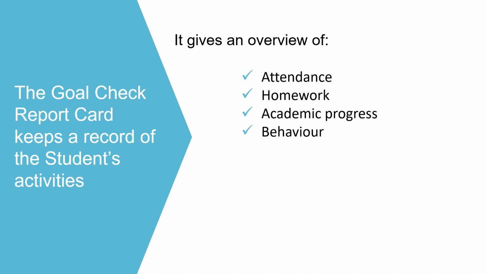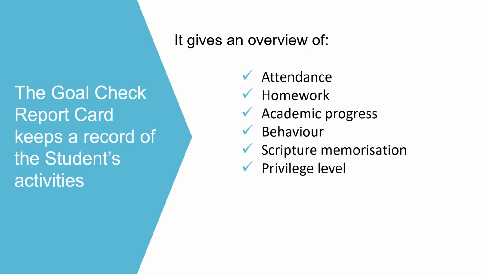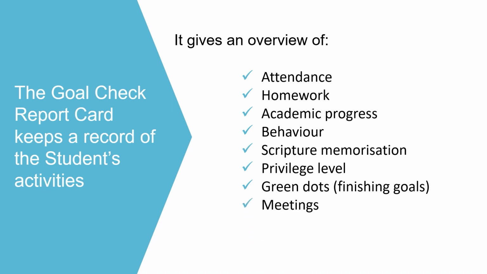It gives an overview of the behavior of a student when the behavior is negative. It records when the student has set their scripture memorization. It also gives an overview of the privilege level the student has obtained, an A or a C or an E level, and how often the students finish their goals. It indicates meetings, for example, parent conferences, and it also shows outings like honor roll outings or field trips.